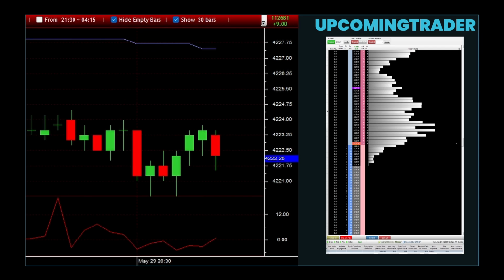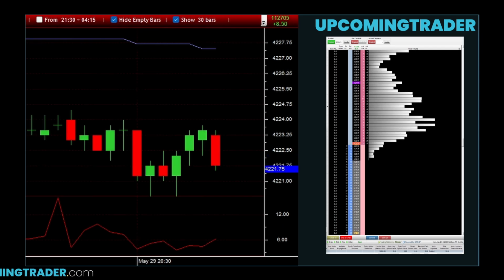Flags and pennants are short-term continuation patterns that form after a sharp price movement called the flagpole. A flag is a rectangular pattern that slopes against the prevailing trend, while a pennant is a small symmetrical triangle that forms after the flagpole. Both patterns indicate that the price is taking a brief pause before continuing in the direction of the original move.